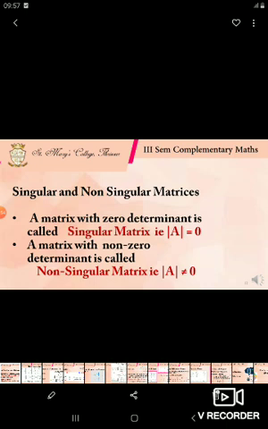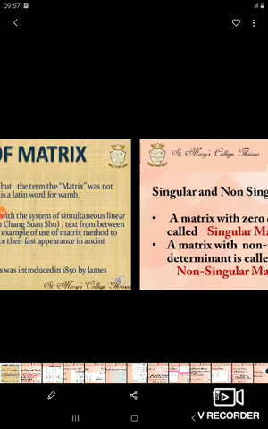Now we have also already studied that if a matrix has determinant 0, that matrix is called a singular matrix. If a matrix has a non-zero determinant, that matrix is called a non-singular matrix.